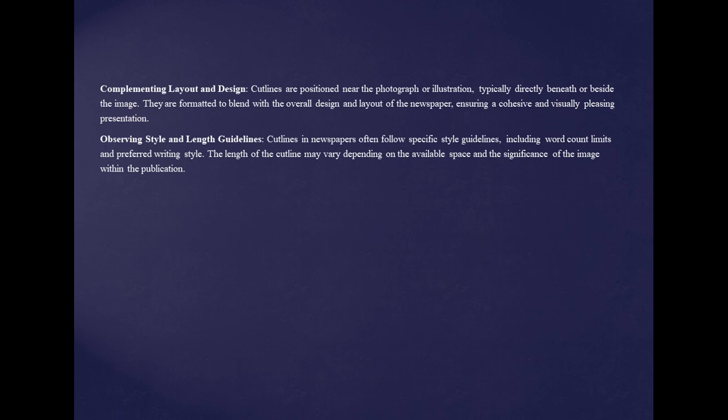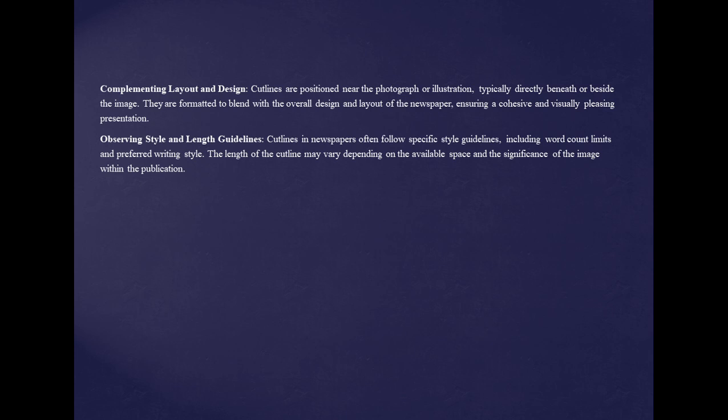Complementing layout and design. Cut lines are positioned near the photograph or illustrations, typically directly beneath or beside the image. They are formatted to blend with the overall design and layout of the newspaper, ensuring a cohesive and visually pleasing presentation.